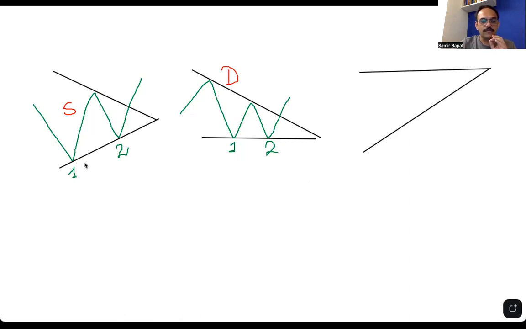Now, for this ascending triangle, let's say the price went up, down bottom, it went up, down bottom, and then it broke out. Now this is bottom number 1, this is bottom number 2, this is an ascending triangle. Okay, now bottom 2 is higher than 1 or lower than 1? Higher, right? Now what is the point I'm trying to make here?